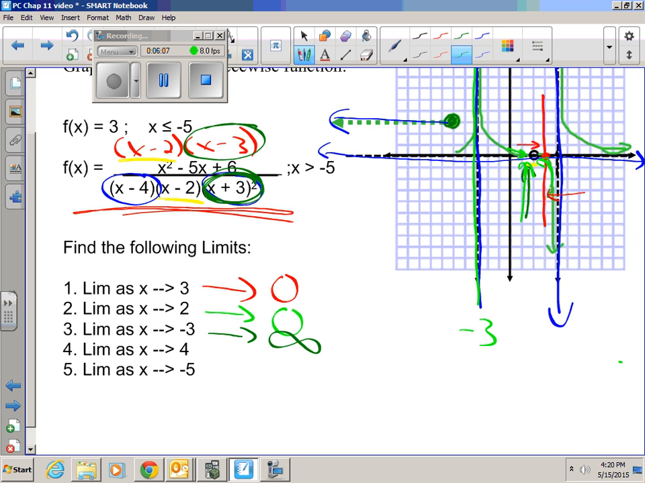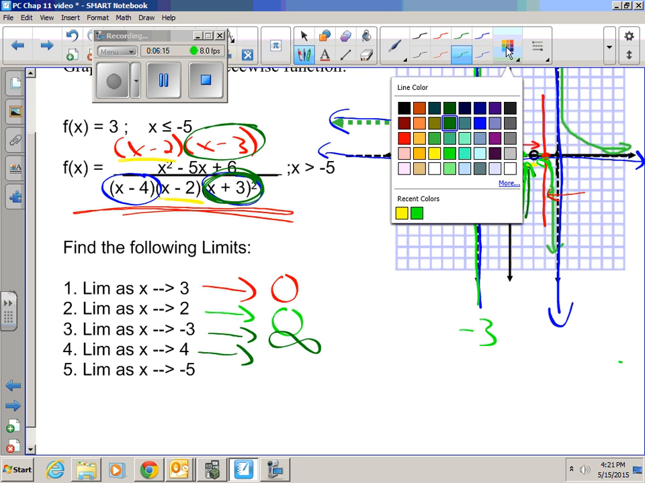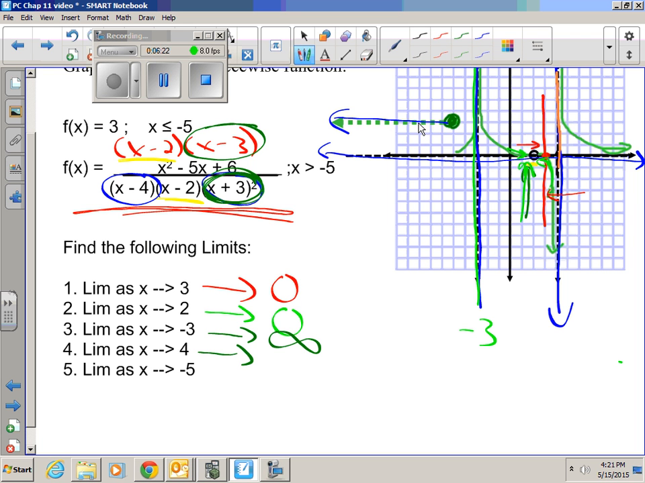How about the limit as x goes to 4? Same idea. I have a vertical asymptote. Let me switch colors here. We'll go orange. Okay. I have a vertical asymptote when x is 4. Notice on the left side, I'm approaching negative infinity. From the right side, I'm approaching positive infinity. So once again, my limit does not exist, and it goes to either negative infinity or positive infinity.